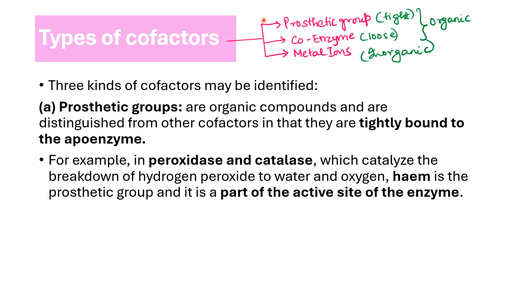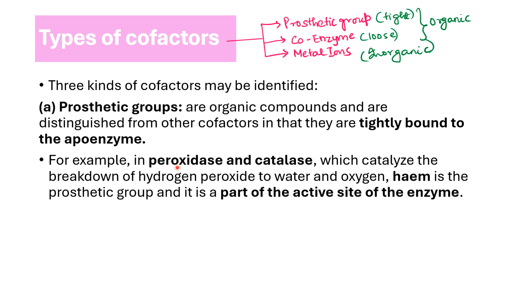So there are three types of cofactors. One is prosthetic group, another is coenzyme, third is the metal ions. Now the prosthetic groups are organic compounds that are tightly bound to the proteinaceous part, or the apoenzyme. For example, in peroxidase and catalase enzymes. You know that these enzymes catalyze the breakdown of hydrogen peroxide, or H2O2. They convert H2O2 to water and oxygen.